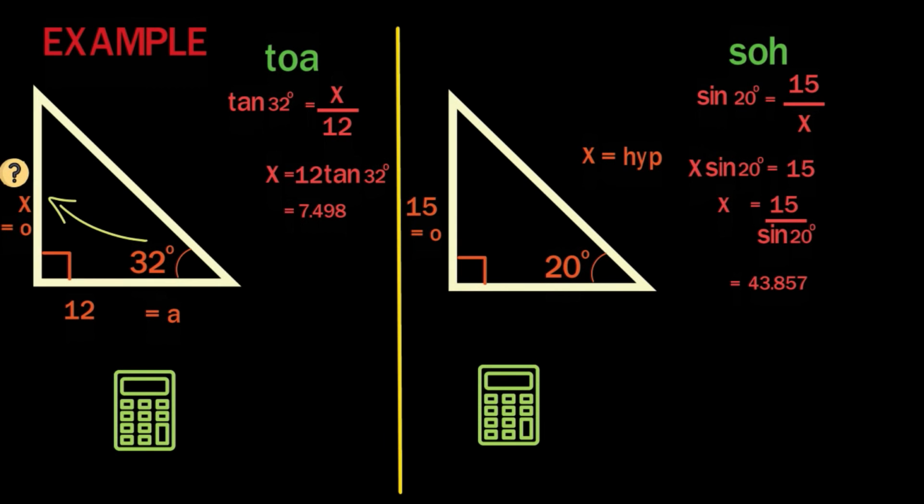Let's try a final example. Let's say we have this triangle. We have the angle here, 30 degrees, and the value here is 10. This is a right angle triangle, and we want to find what x is. We know that 10 is the adjacent, and x is the hypotenuse because it's the longest in terms of length.